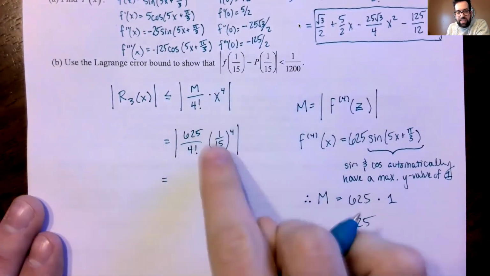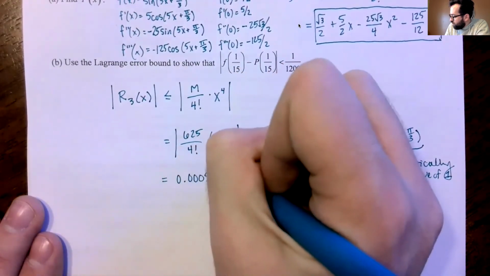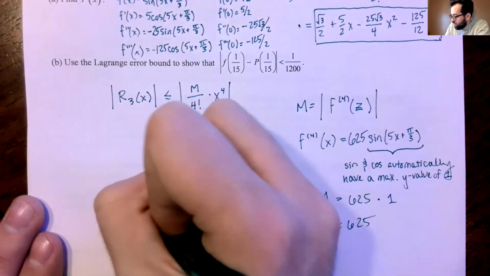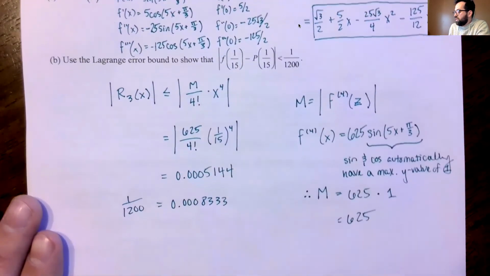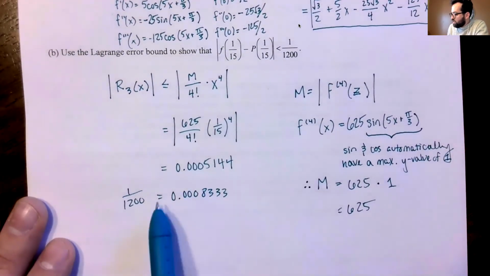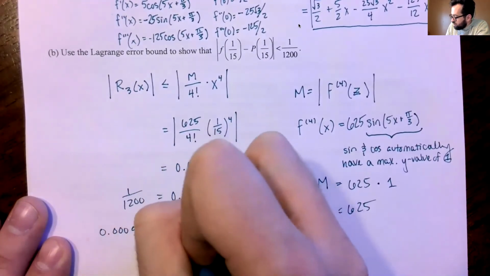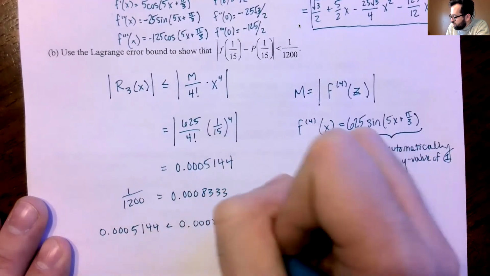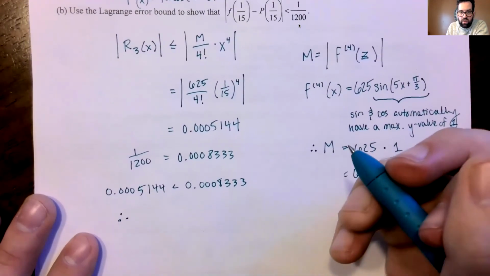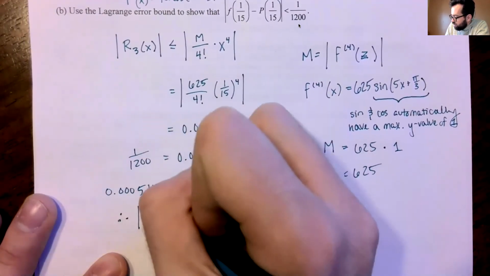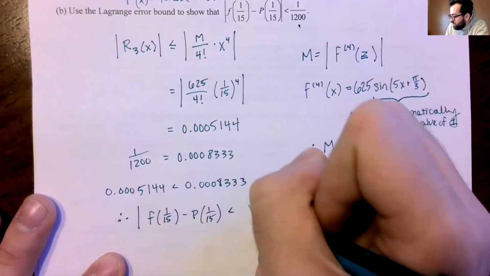And if we plug that into a calculator, we're going to get 0.0005144. And 1 over 1200, which we're comparing this with, is 0.0008333. So if we compare those decimals, the first one is smaller than the second one. Therefore, our error, which we're saying is f of 1/15th minus p of 1/15th, is smaller than 1 over 1200.